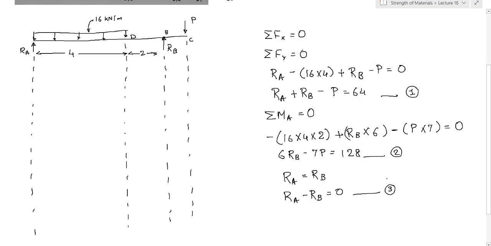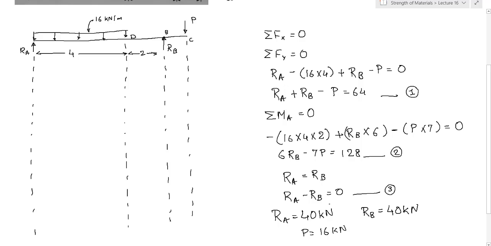So solving all these three equations simultaneously, what am I going to get? I will just put these values. 1 RA plus 1 RB minus 1 P is equal to 64. Then 0 RA plus 6 RB minus 7P is equal to 128. Then 1 RA minus 1 RB plus 0 P is equal to 0. Solving this together, we have RA is equal to 40 kilonewton, RB is equal to 40 kilonewton, and we are getting P is equal to 16 kilonewton.